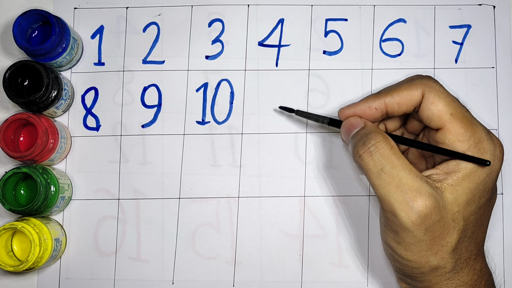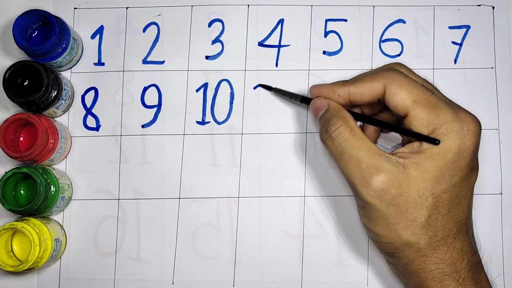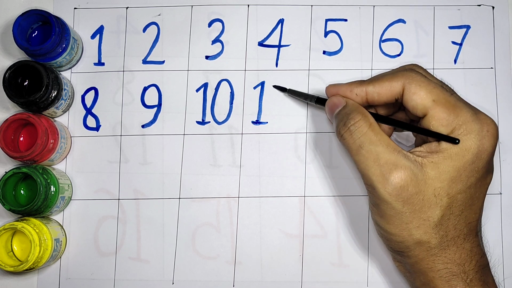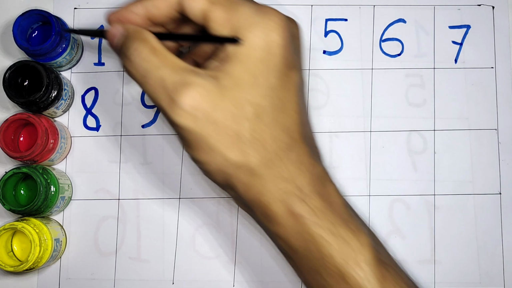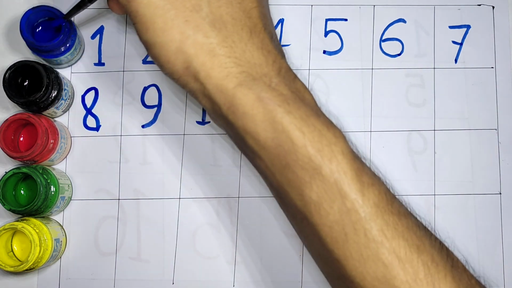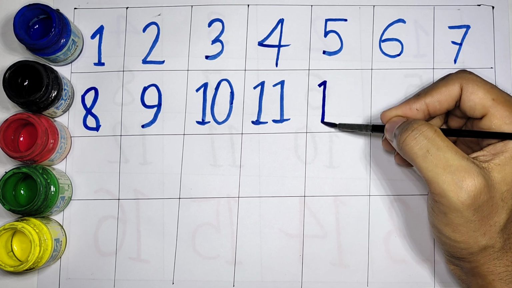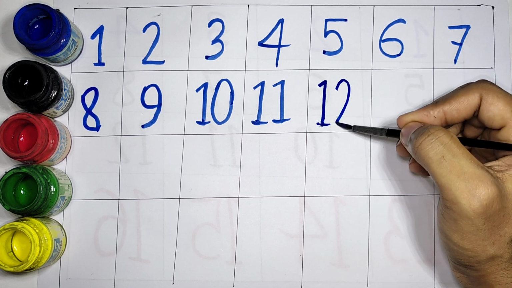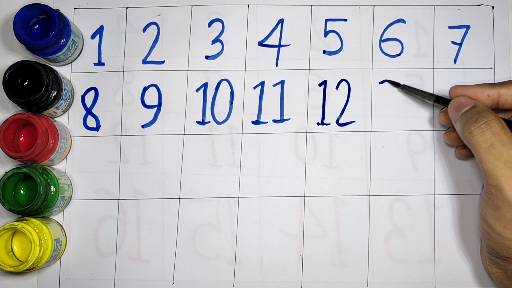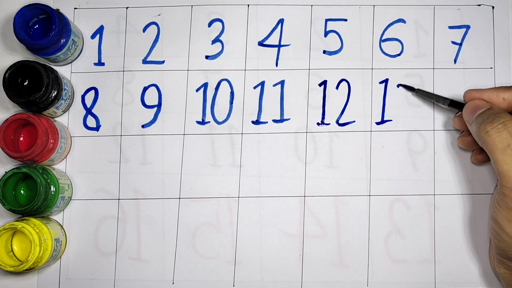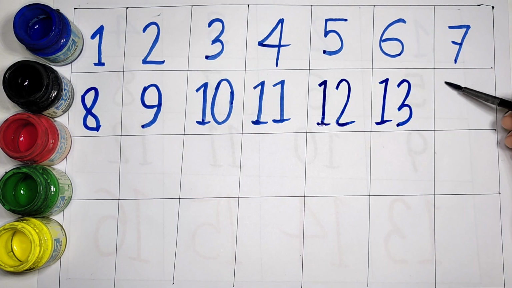We again use blue color and now we draw the number of 11. The next one is 12. Now we draw the number of 13. The next one is 14.